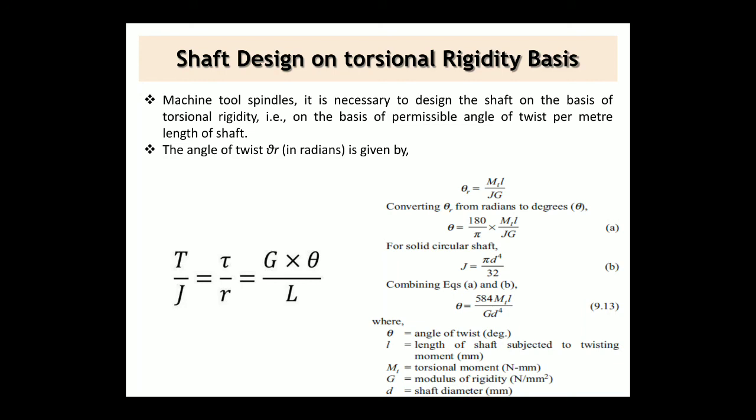Now here in the above equations, theta is angle of twist in degree, L is length of shaft subjected to twisting moment in mm, M is the torsional moment in Newton mm, G is the modulus of rigidity in Newton per mm square, and finally d is the shaft diameter in mm. So using these values, we get the angle of twist theta.